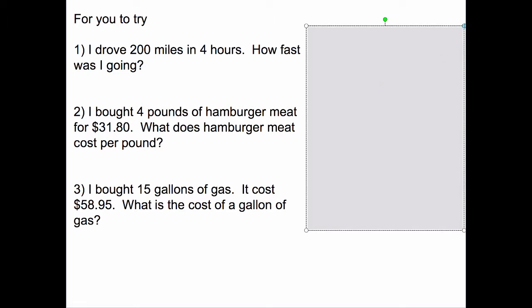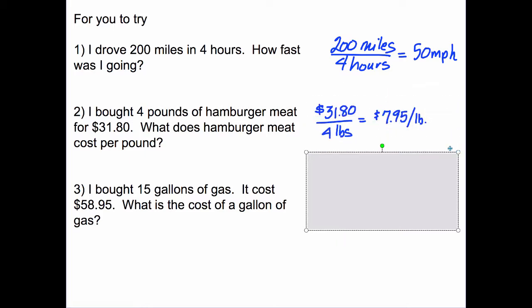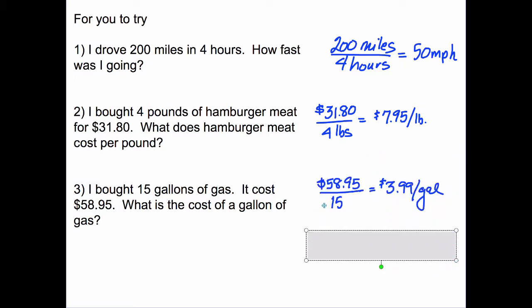Okay, let's take a look at the answers. If I drove 200 miles in 4 hours, I drove 200 over 4 miles per hour. That's 50 miles per hour. If I bought 4 pounds of hamburger meat for $31.80, I divide the cost by the number of pounds, and I get the amount I spent per pound, $7.95 per pound. If I buy 15 gallons of gas and it cost me $58.95, the cost of a gallon of gas was $58.95 divided by 15, or $3.99 a gallon.